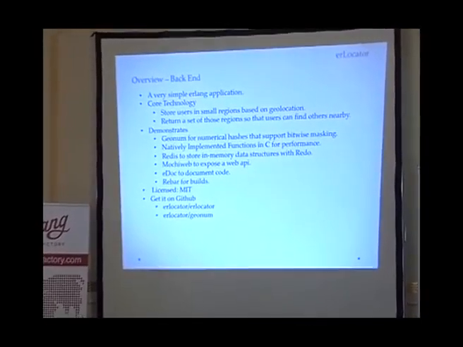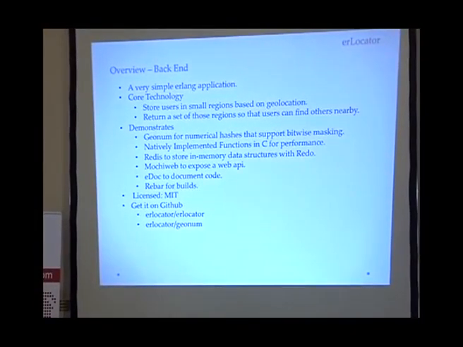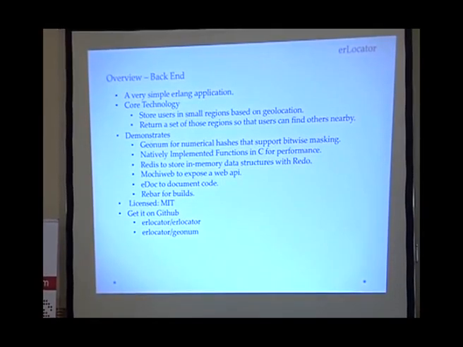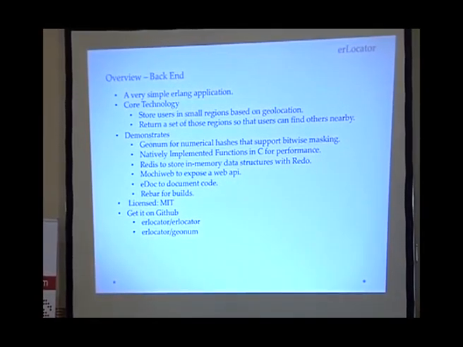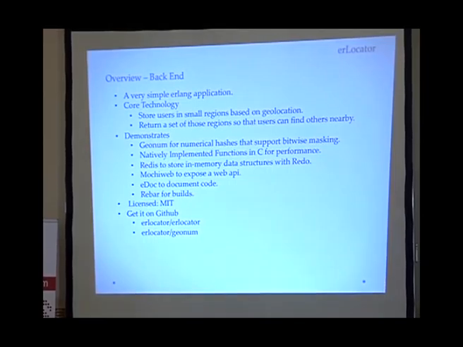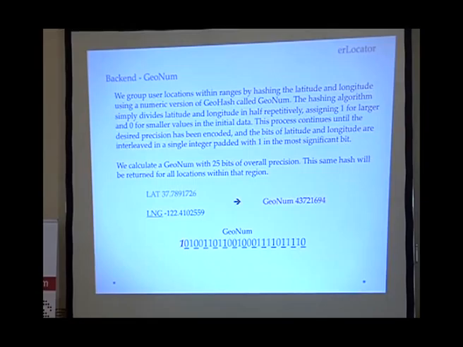numeric values. To build the back end, we built and are giving away under the MIT license the GeoNum NIF. We used Redis, just the standard, in this case Debian, Redis, no particular requirements. MoshiWeb, which is a tool for building HTTP servers in Erlang, quick and easy, gets the job done. We used eDoc to generate some documentation for the code, and I'll talk a little bit more about why a mundane detail like that is important, and Rebar to wrap it all up and build it. And down at the bottom, you've got the GitHub identifiers for both.